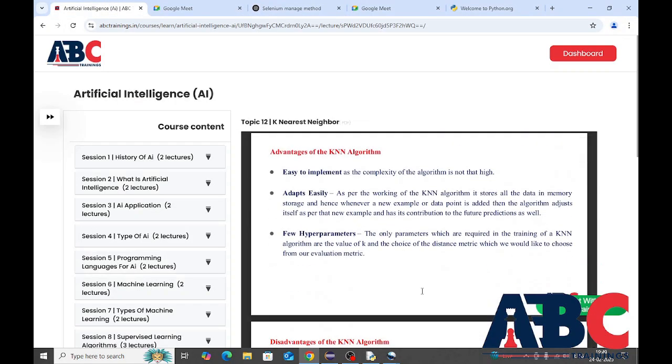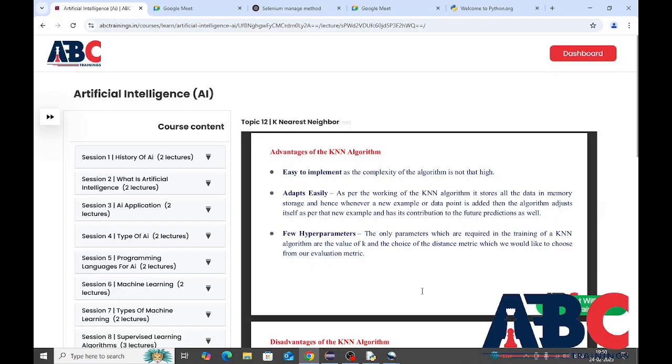The next point is advantages of the KNN algorithm. First is easy to implement, as the complexity of the algorithm is not that high. Adapts easily: as per the working of the KNN algorithm, it stores all the data in memory storage and hence whenever a new example or data point is added, the algorithm adjusts itself as per that new example and has its contribution to the future predictions as well.